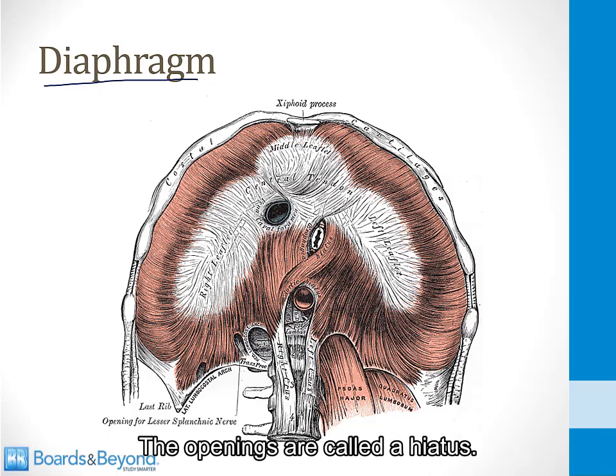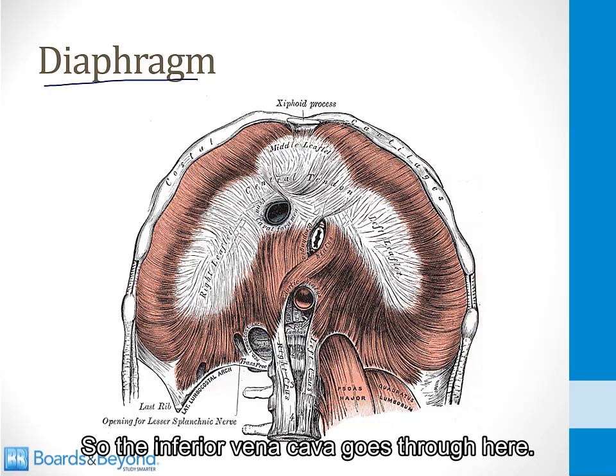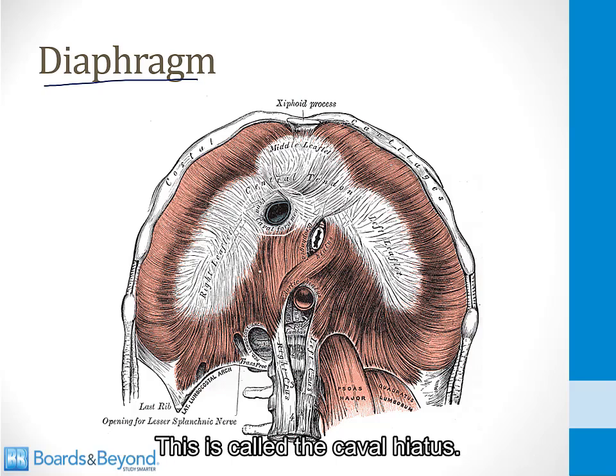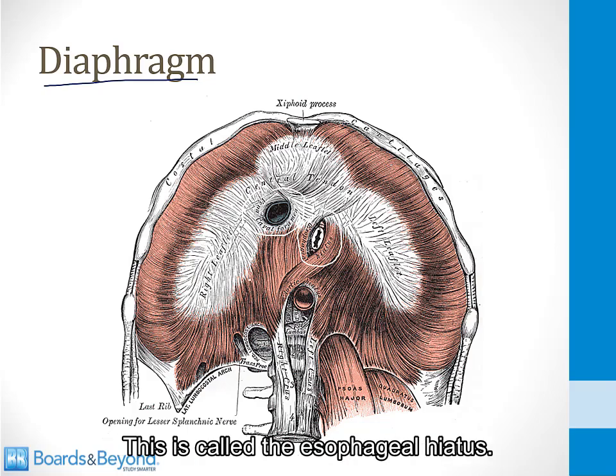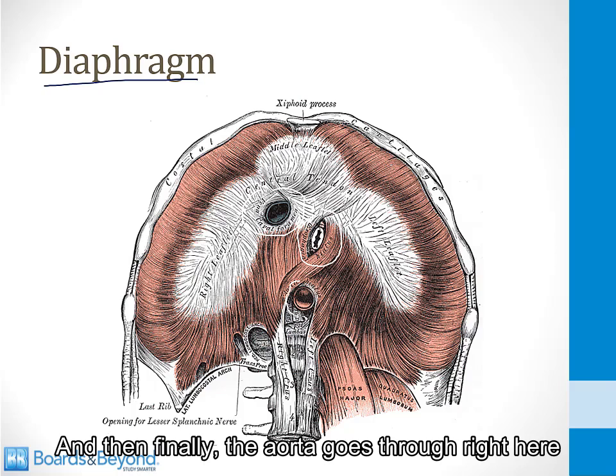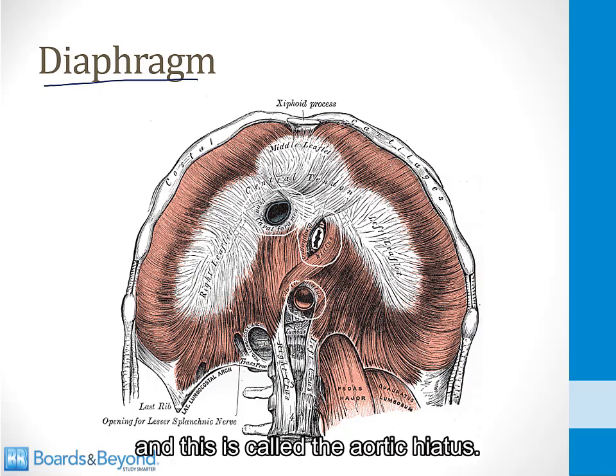The openings are called a hiatus. So the inferior vena cava goes through here. This is called the caval hiatus. The esophagus goes through right here. This is called the esophageal hiatus. And then finally the aorta goes through right here, and this is called the aortic hiatus.